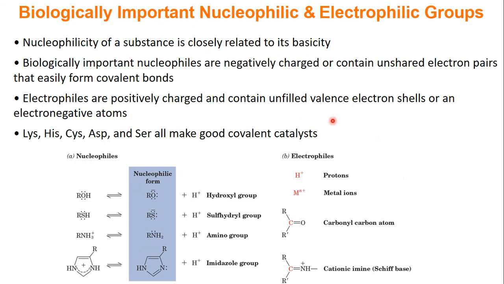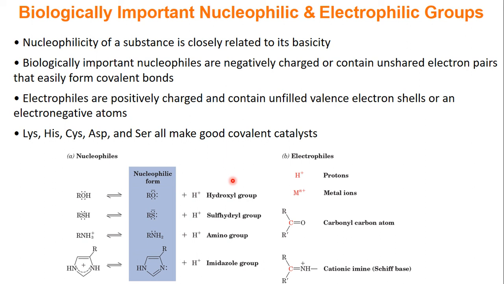Now, in biochemistry, since we're generally working with amino acids, we don't have the wide breadth of nucleophiles and electrophiles as organic chemistry does. Rather, we just have a few substances. So nucleophiles are negatively charged or have unshared electron pairs that form covalent bonds. So you're looking at hydroxyl groups, sulfhydryl groups, amino groups, and imidazole groups. And hopefully when you're looking at these, you're thinking to yourself, what amino acids have these side chains?